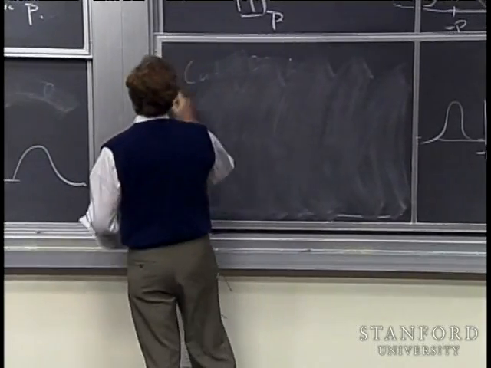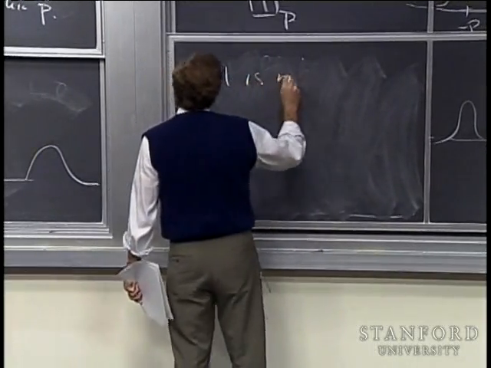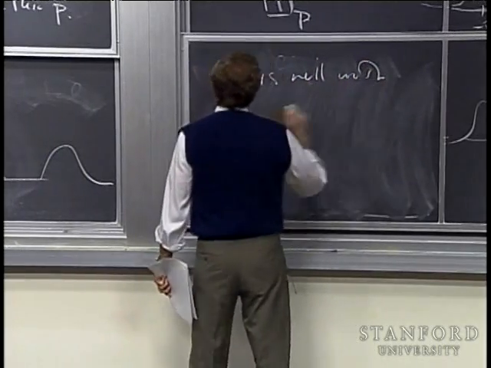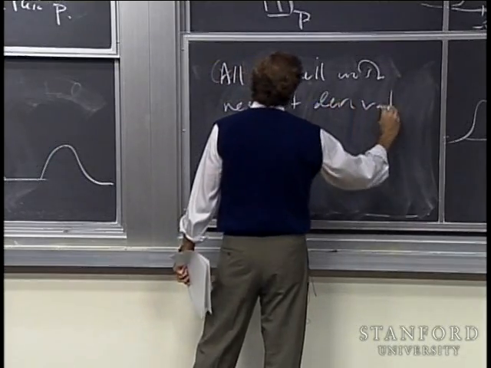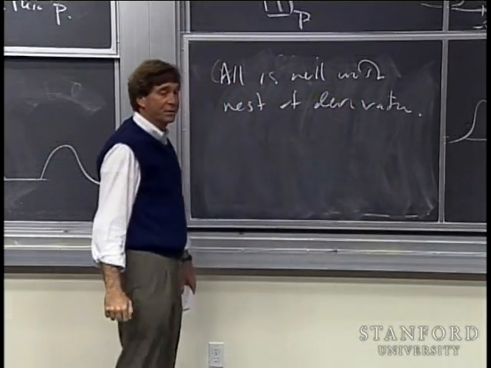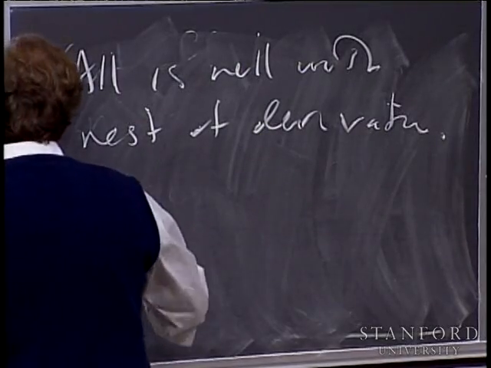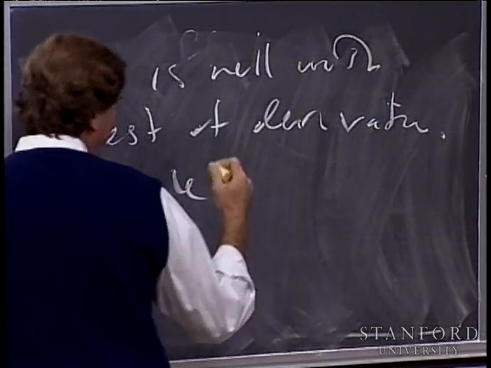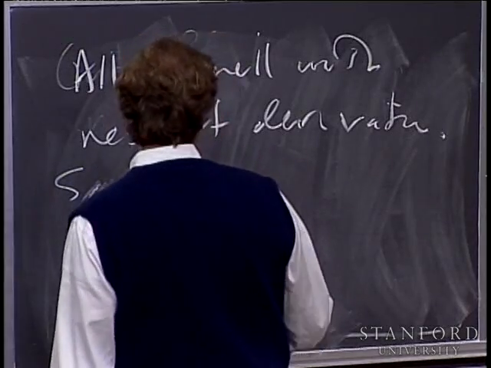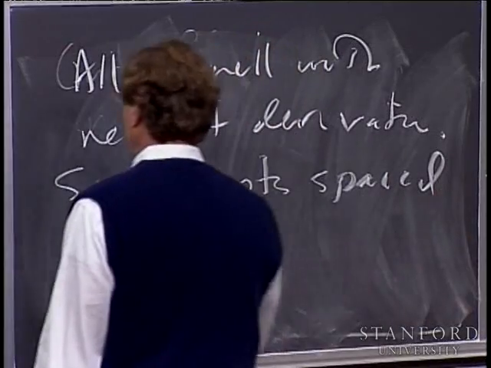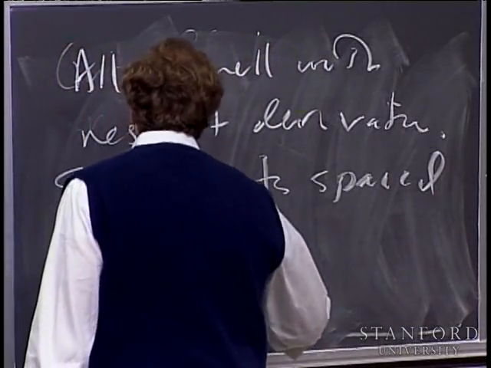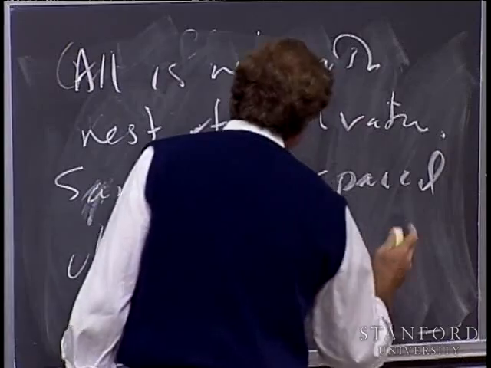Say all is okay, all is well with the rest of the derivation. You're getting more sample points than you need. The sample points are spaced closer together, and you're getting more of them, so to speak. So you're working harder than you need to. The sampling rate is higher, meaning the sampling points are spaced closer together.